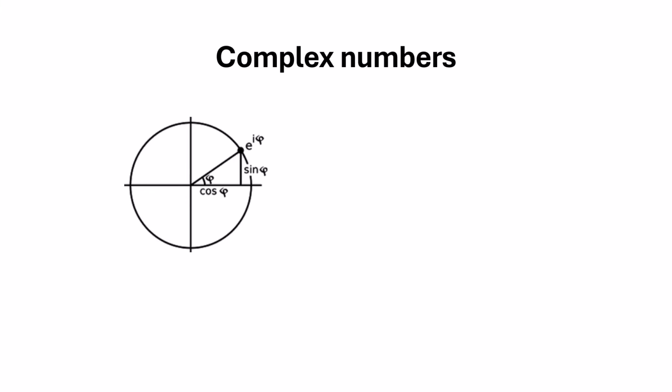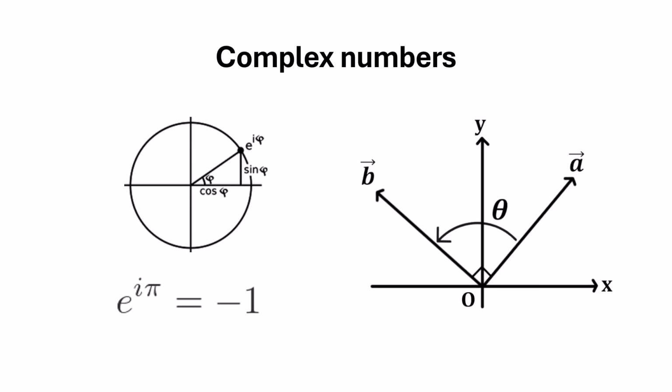Complex numbers are also present in Euler's formula, famous for being considered the most beautiful equation in mathematics. Raising Euler's number to pi times the imaginary unit results in -1. For that reason, complex exponentiation is very useful in describing rotations on the complex plane.